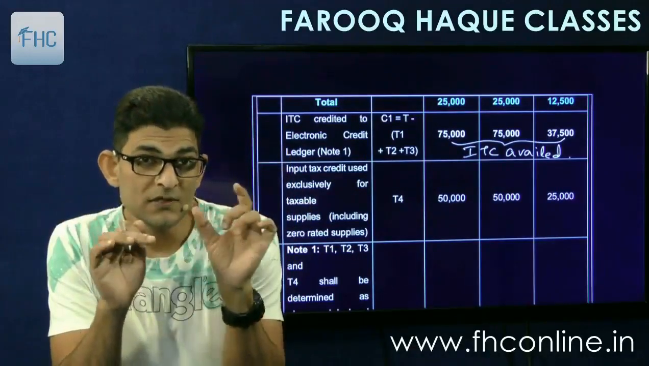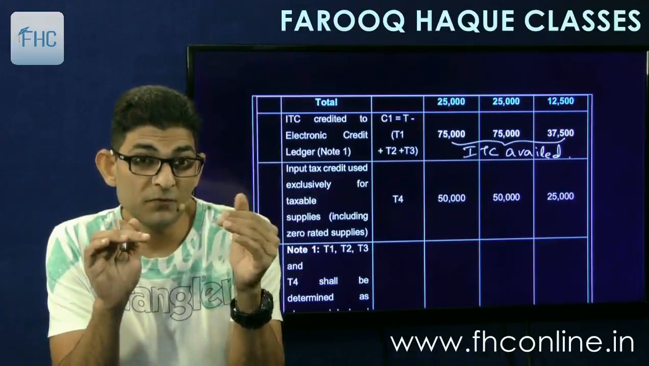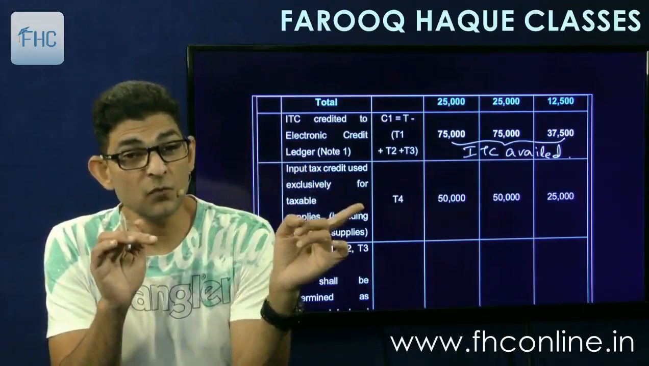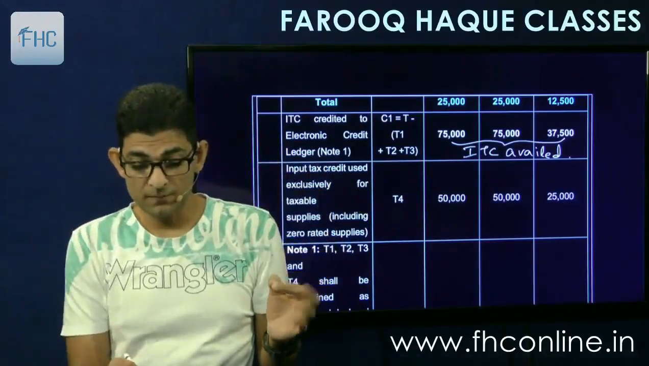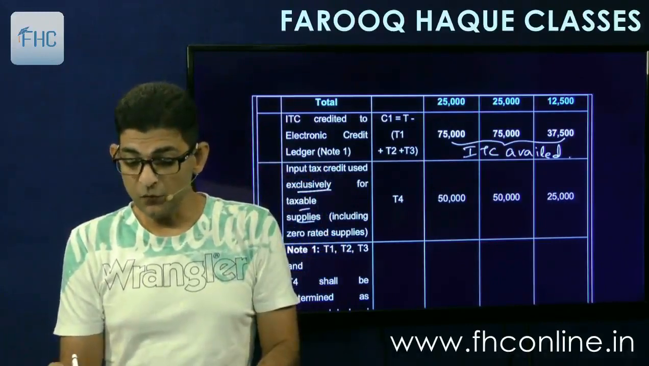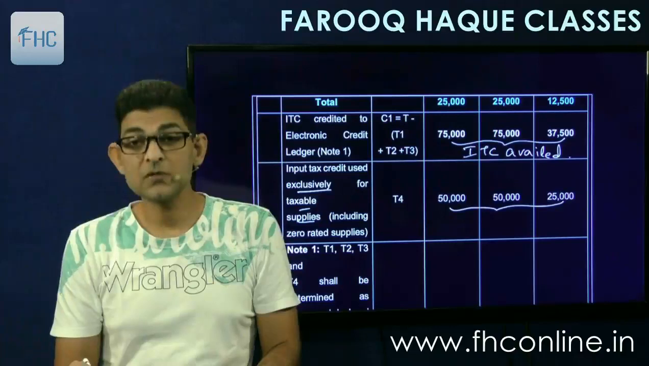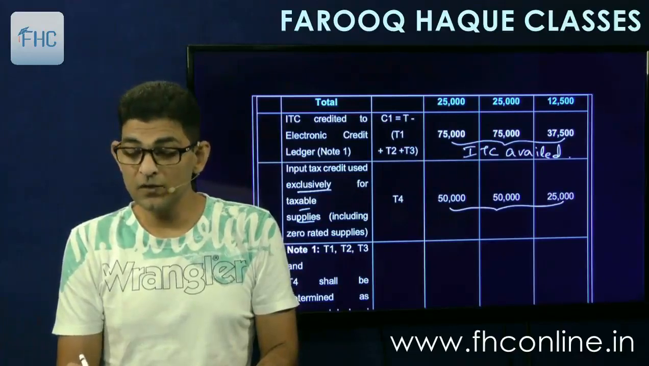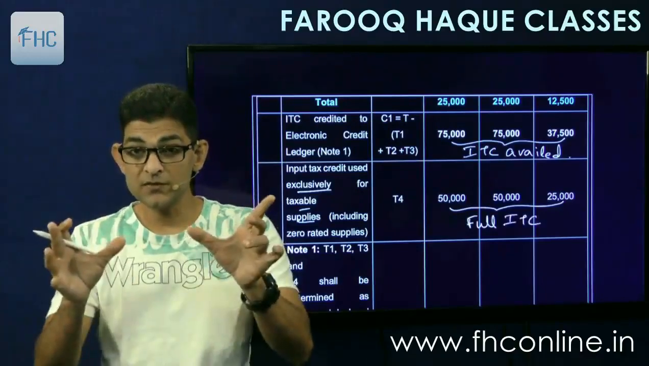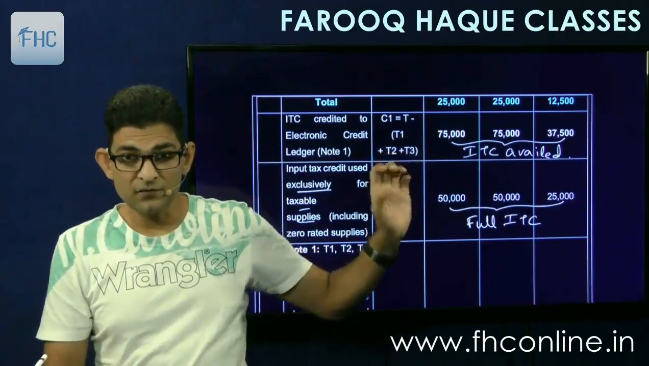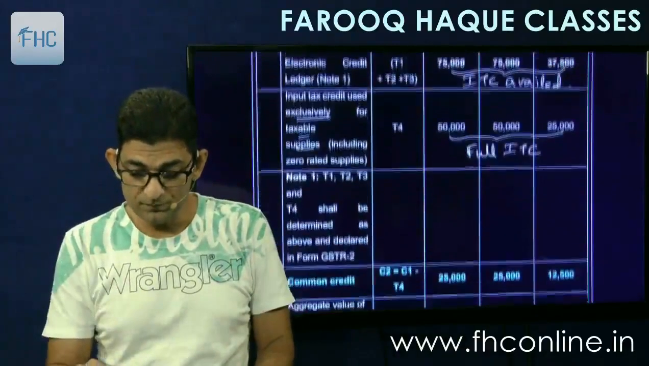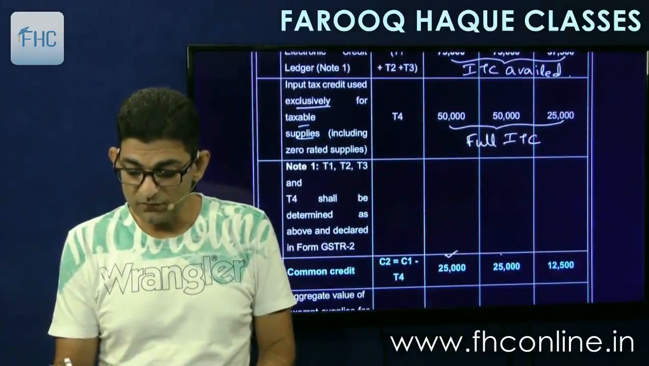Then out of this we'll see what are the inputs which have been used exclusively for taxable supplies. That is called T4, exclusively for taxable supplies, including the zero rated supplies. These 3 items are actually full credit items. You will get full ITC, means there is no reversal in this. So out of 75,000, 75,000 and 37,500 you deduct this. This is fully credit taken. So the balance now will be 25,000, 25,000 and 12,500.